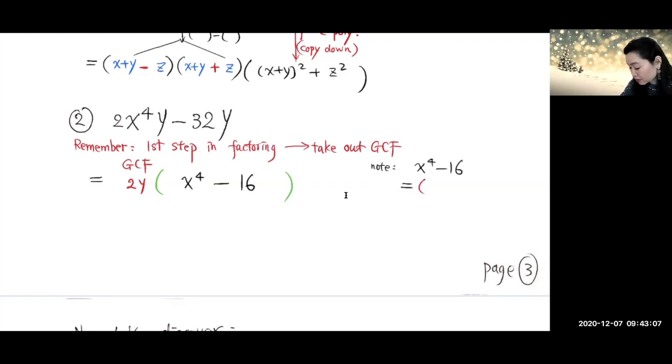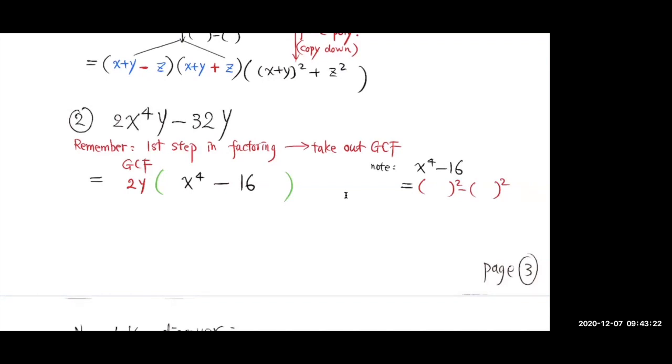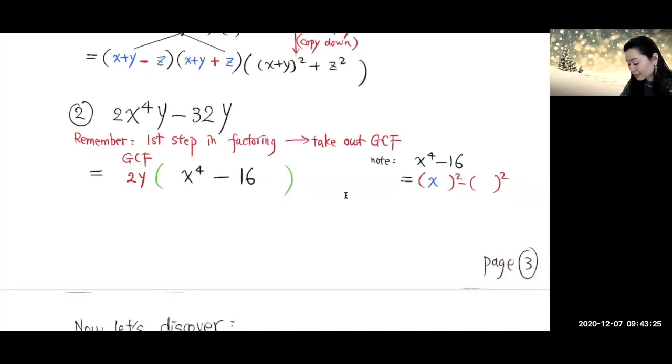What should I put in this parenthesis and the parenthesis over here? x to the 4 is the square of x squared. 16 is the square of 4, so indeed it's a difference of 2 squares. So over here, we'll have 2y, and then we factor this using the difference of 2 squares formula. So we got x squared here, 4 here, x squared here, 4 here. This is subtraction, and this is addition between them.